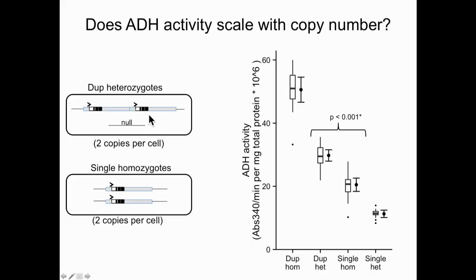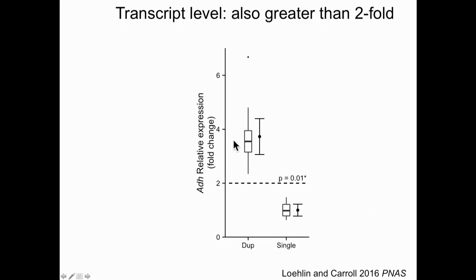And that suggested to me that we would not just see this at the protein level, the level of enzyme activity, but also at the transcriptional level. So I did quantitative PCR. And unsurprisingly, the tandem duplicates have greater than 2-fold expression at the RNA level of the single copy. So it does seem like it's both transcriptional and at the protein level.